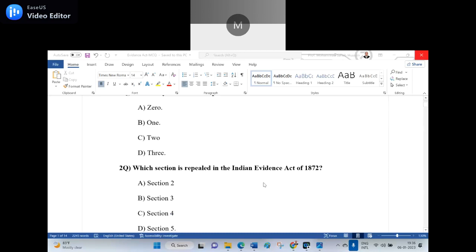Now the second question, be ready. Which section is repealed in the Indian Evidence Act of 1872? Option A, section 2. Just before I told you. So he could know it better.